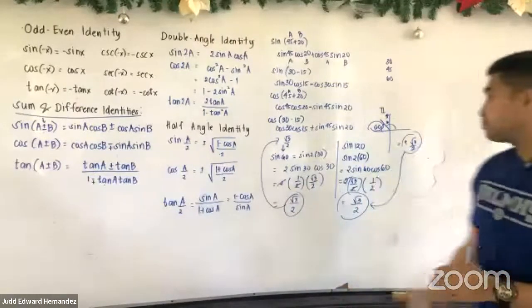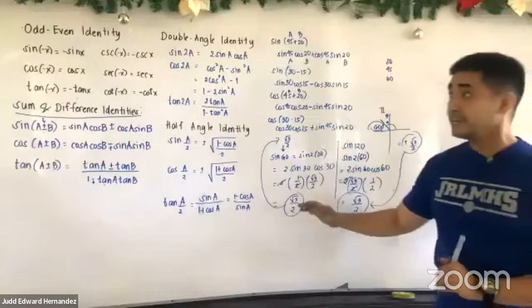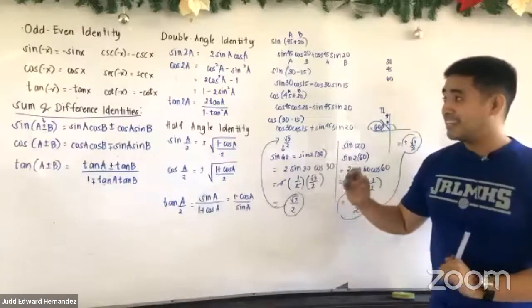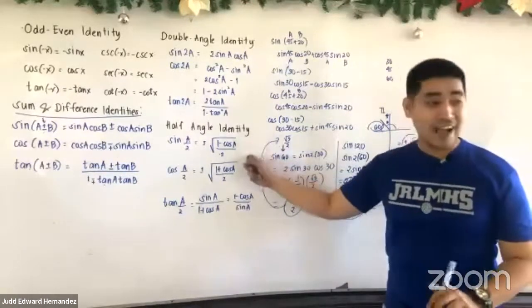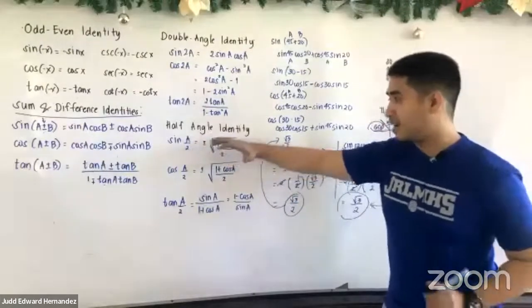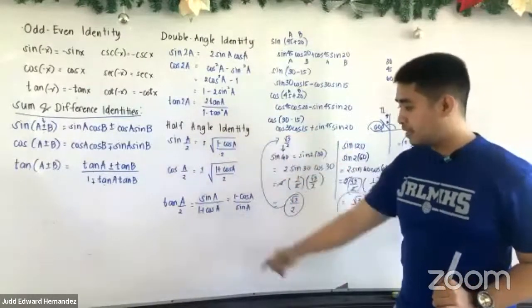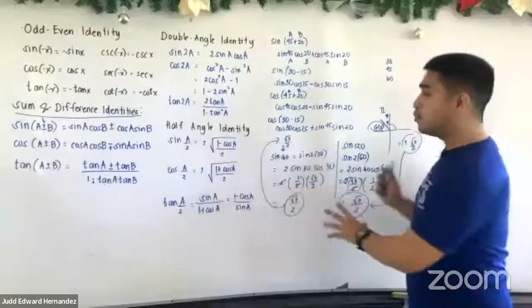Okay? So, that is how we apply the double angle identity. Ganun din po yung mangyayari sa half angle. So, kung itatry nyo, I will not anymore be discussing this one. Gusto ko itry nyo na lang siya.